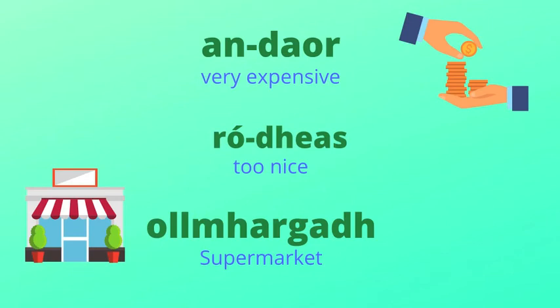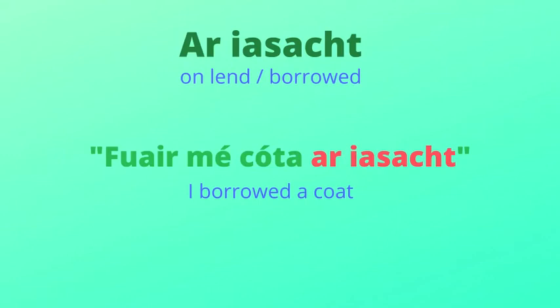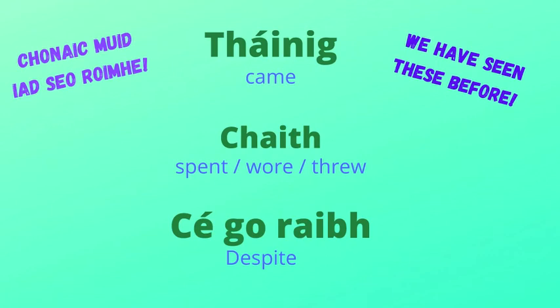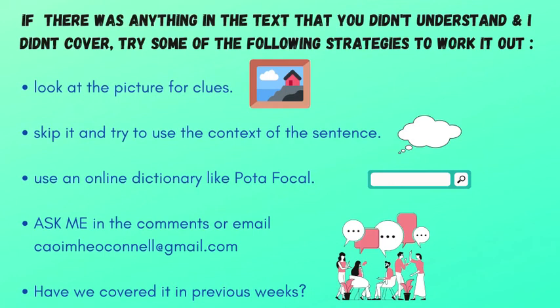Daor, very expensive. Rógheal, too nice. And ollmhargadh is a supermarket. So when you see ró, it's always emphasising what comes next. Ollmhargadh, supermarket. Ar iasacht is on lend or borrowed. Fuair mé an cóta ar iasacht. I got the coat on lend, or I borrowed the coat. We've seen these verbs before: tháinig, chaith, came and spent, and you can also use chaith for wore or threw, as in I threw something. Cé go raibh and despite, we've seen those in previous weeks.